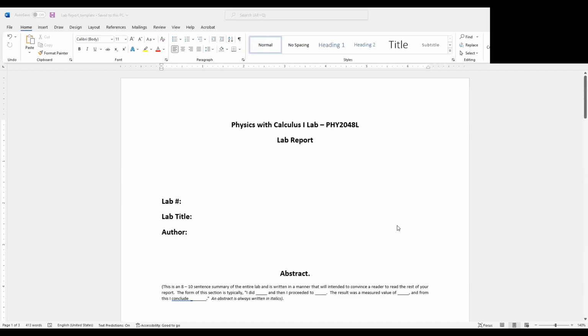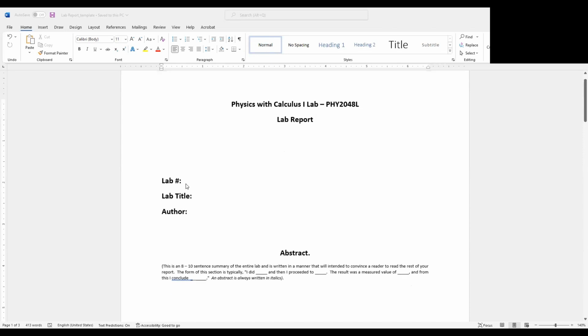And this template is what you're gonna use for all your lab reports. So look at this, what the template has. Starting with Physics with Calculus 1 Lab, Physics 2040 AL, lab report. Now lab number, next week will be lab number 1. Lab title, right? Next week will be measurements, okay? What is the author? So your name, okay?